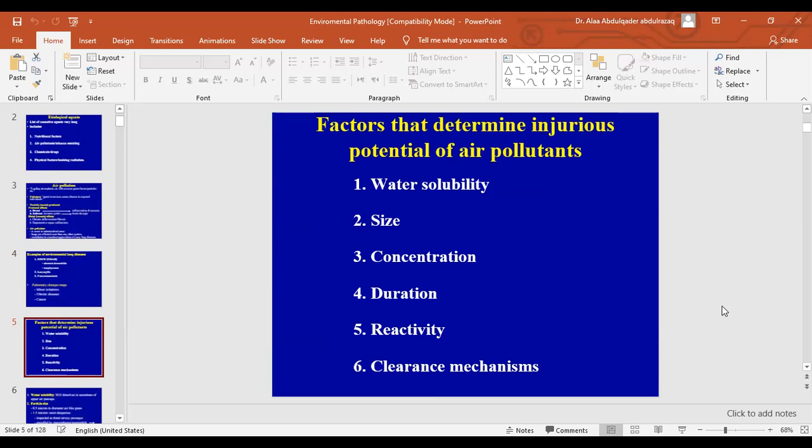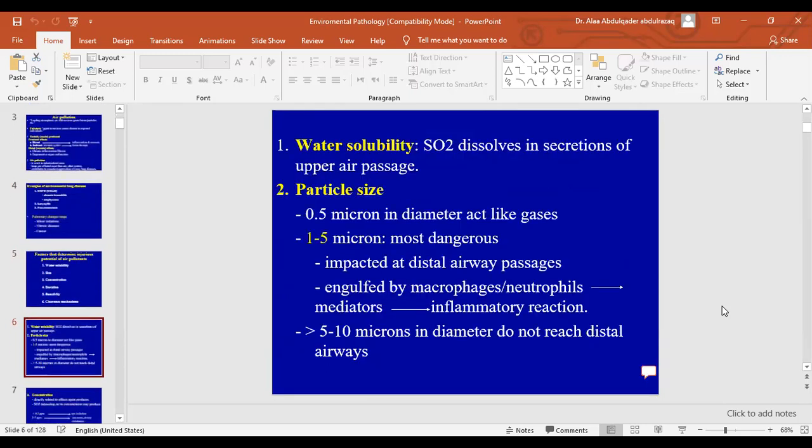Factors that determine injurious potential of air pollutant تشمل لنا water solubility, size, concentration, duration of exposure, reactivity and clearance mechanism of the body. فالwater solubility الإكزامبل عليه ال SO2. This is dissolved in the secretion of the upper air passages لذلك يسوي لنا irritation. The particle size إذا 0.5 micron in diameter, it is act like a gas.